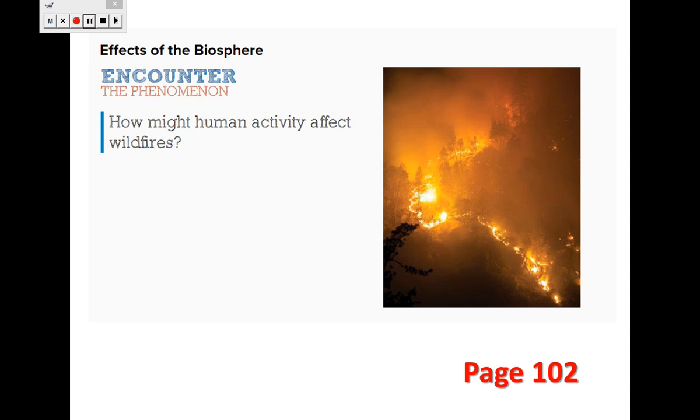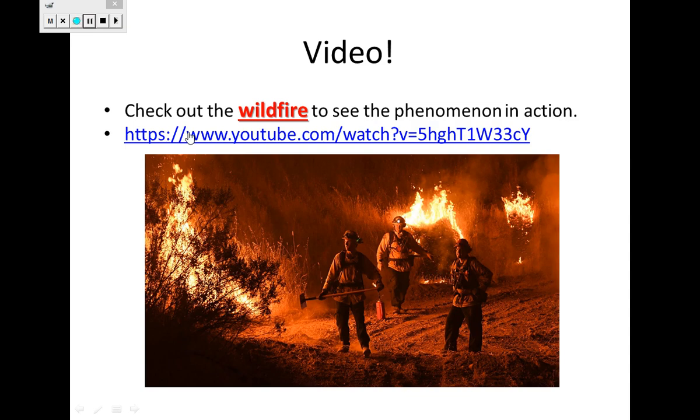Moving on to page 102. Open up page 102 and let's talk about how human activity affects wildfires. Okay, let's check wildfire to see the phenomenon in action. We have a video here, so let's watch it.